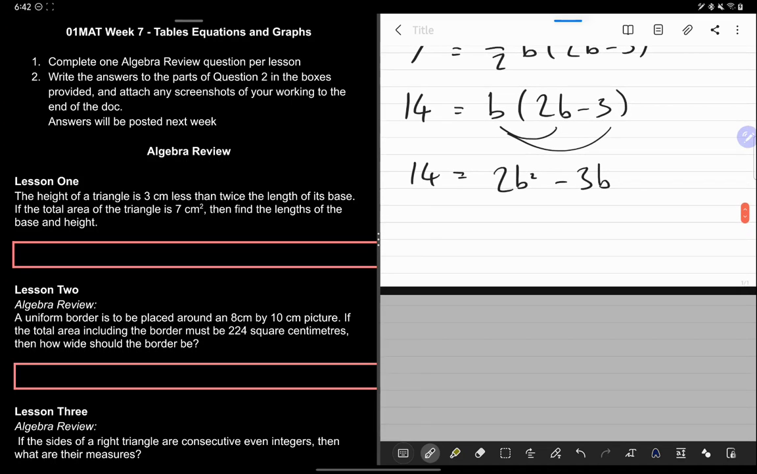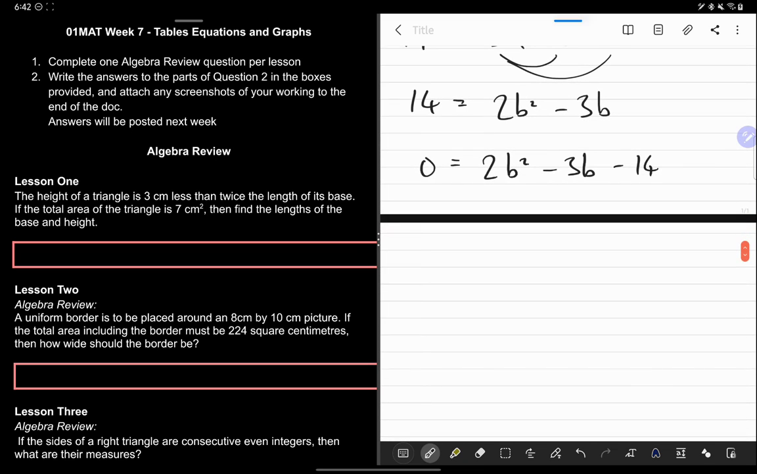I would put it all on one side. So minus 14, and make it equal 0. So everything in that equals 0. And this is normally our first step in solving this. Cool. This is solving a quadratic when it doesn't work out our usual simple ways.